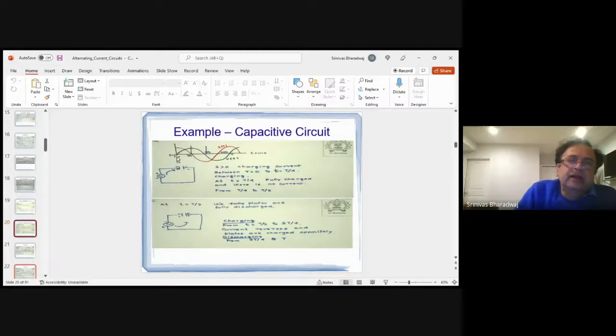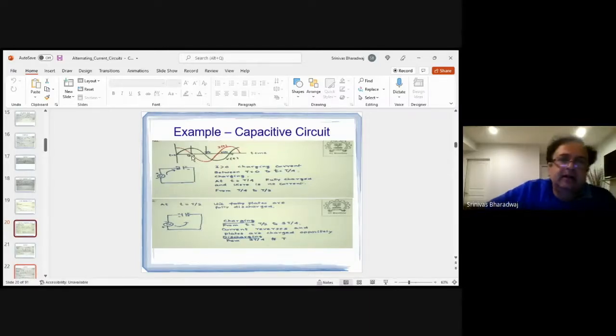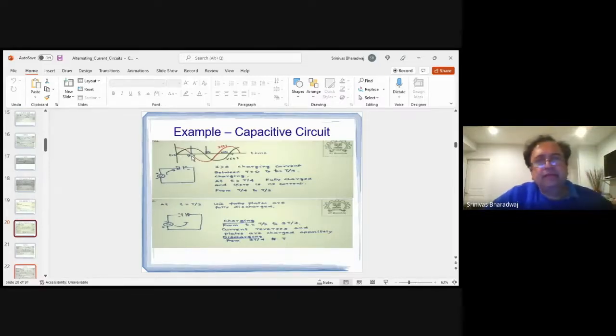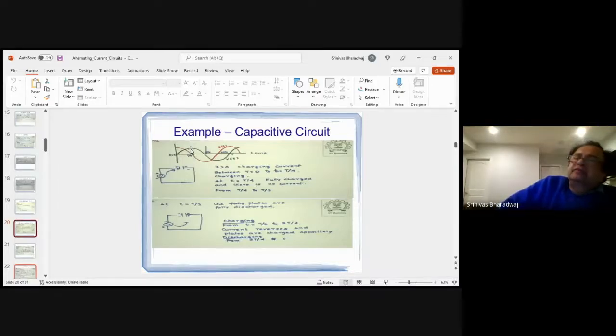Okay, so if you look at this, it is pi by 2 ahead. So when the voltage is zero, the current will be there, right? But at the peak, the current will go to zero. Why is that? 1 by c integral i dt is the voltage, right? So at this point, the voltage peaks, and when the voltage peaks, the current is zero.